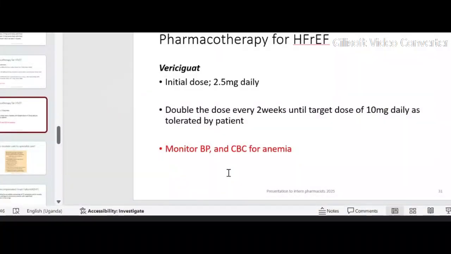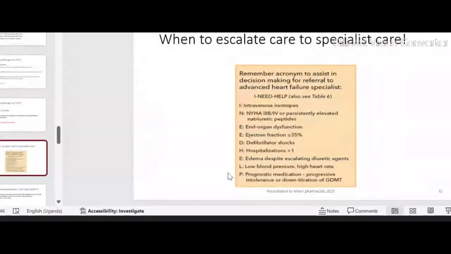The other drug that can reduce the number of times the patient comes to the hospital is vericiguat. This is given to patients who are already on the guideline-directed medical therapy, all the four drugs, but they're still having signs and symptoms of heart failure. But this drug is expensive. This is the VICTORIA trial. Okay, if you go onto your internet, there's a trial called the VICTORIA trial. You read about it. It talks about vericiguat and its role in heart failure.